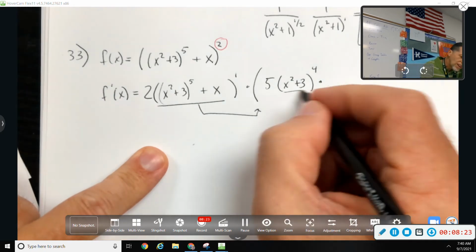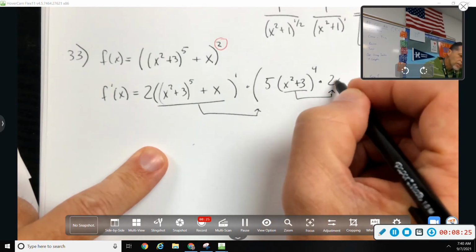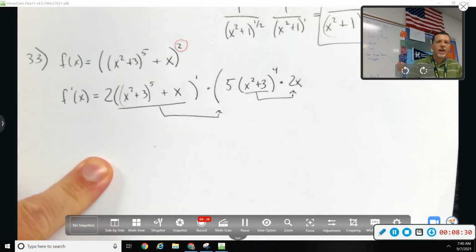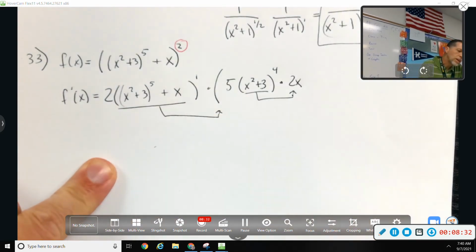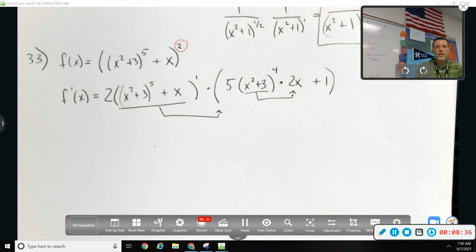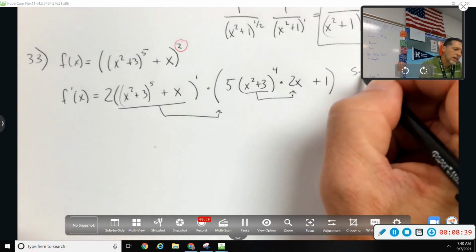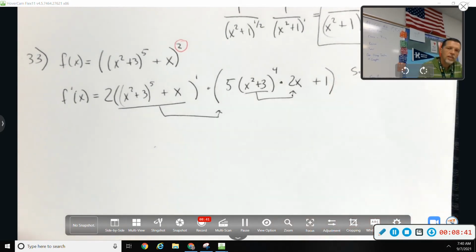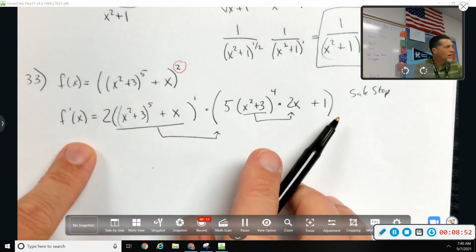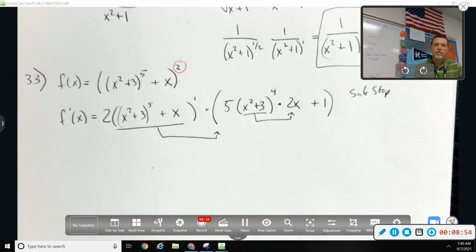But then chain that. Derivative of x squared is 2x. And then this one's, I guess, tricky because don't forget about this plus x out there. So plus 1. There's your safe stop. Or if it just said find the derivative, that's it. But if it said find the slope at 1 or at 0, then you could plug in right there. You don't have to worry about simplifying. Just plug it in and see what you get.